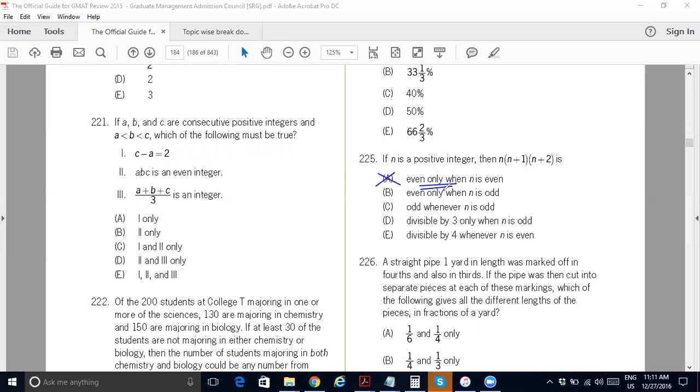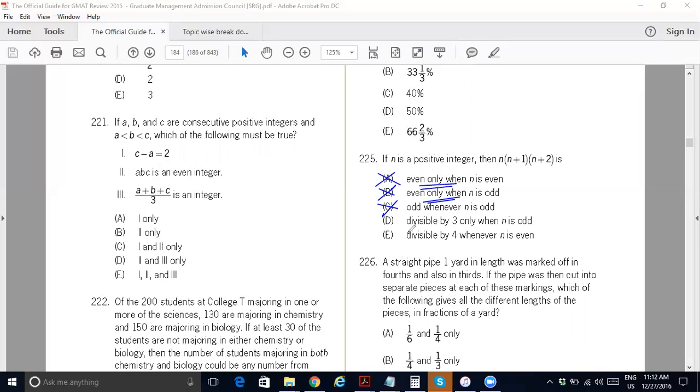And then 'even only when n is odd' is also not true, because it's even either way, since it's a consecutive product. And then 'odd whenever n is odd', again it's not going to be odd. And then 'divisible by 3 only when n is odd'.